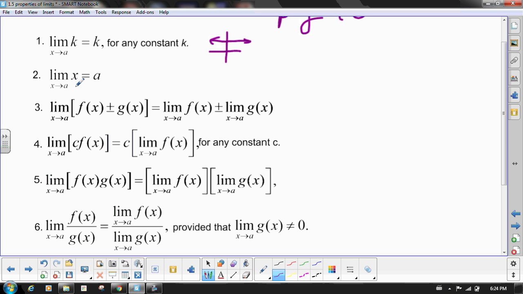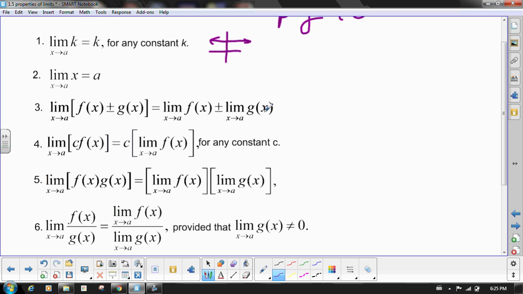In the second property, the limit as x approaches a of x will equal a, because you substitute it in and you evaluate. Now in number 3, we have the limit as x approaches a of f of x plus or minus g of x. This is more of a notational piece to show that if we have a composite function made up of many different pieces, we're evaluating the limit of each and every piece. So basically we've distributed the limit into the function and shown the individual pieces.